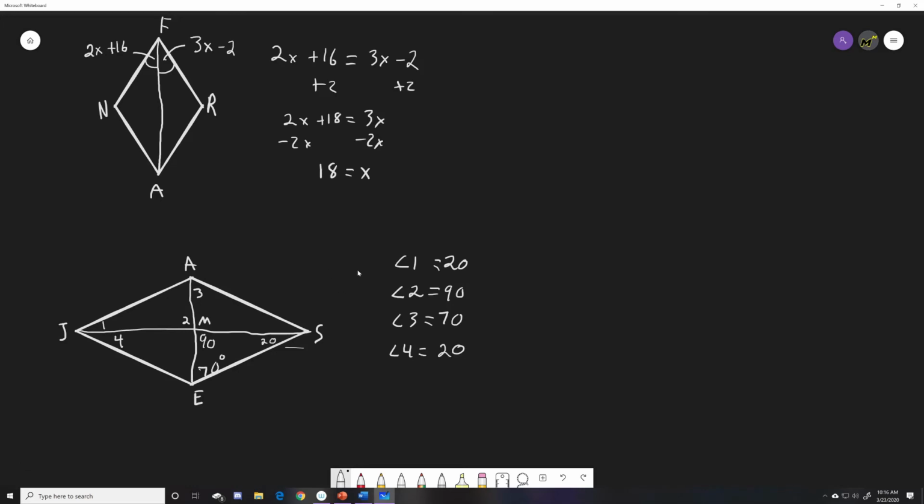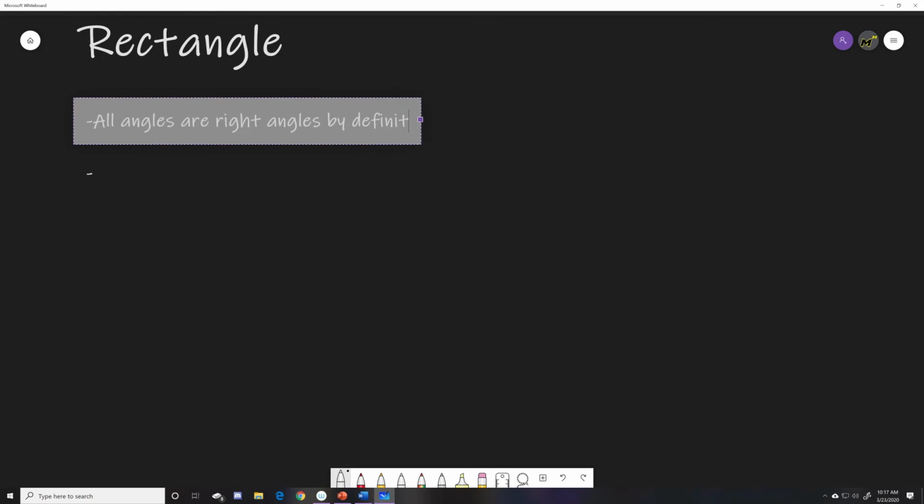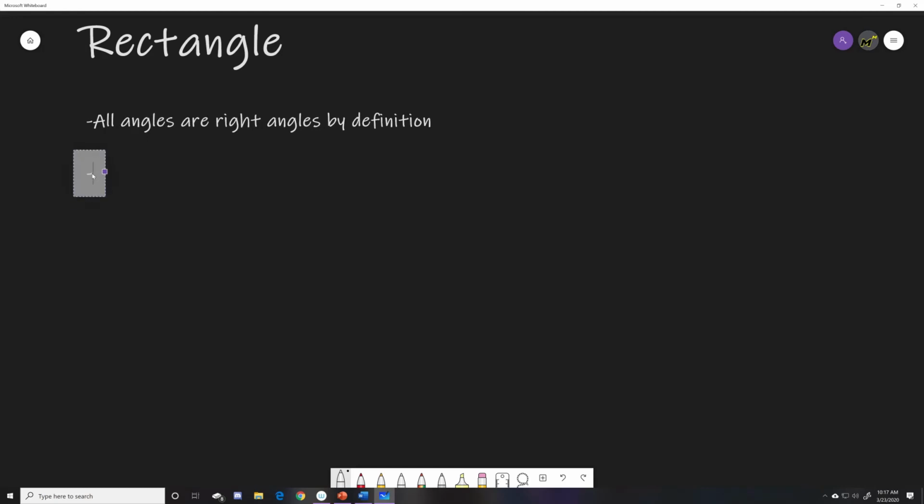Alright, those are the properties of a rhombus. Let's take a look at the rectangle. A rectangle has all the properties that a parallelogram has. It does not have the properties a rhombus has, but it has all the properties a parallelogram has, plus 2 additional ones. Here they are. The first one, all angles are right angles by definition. And so when that happens, we call it a rectangle because that's the definition of it. The second property, diagonals are congruent. And so we have the 5 properties of a parallelogram plus those 2 for a rectangle.